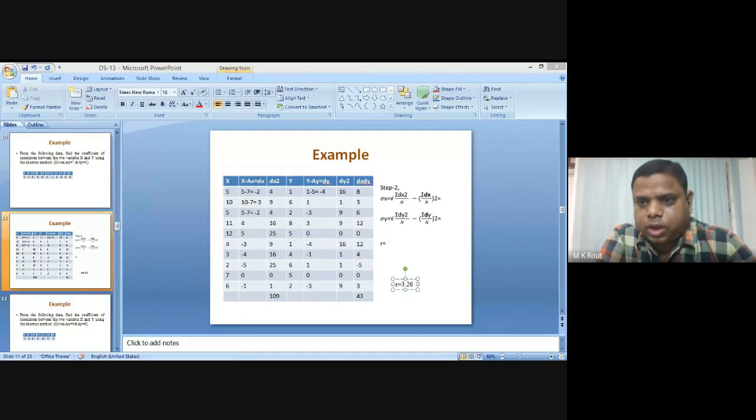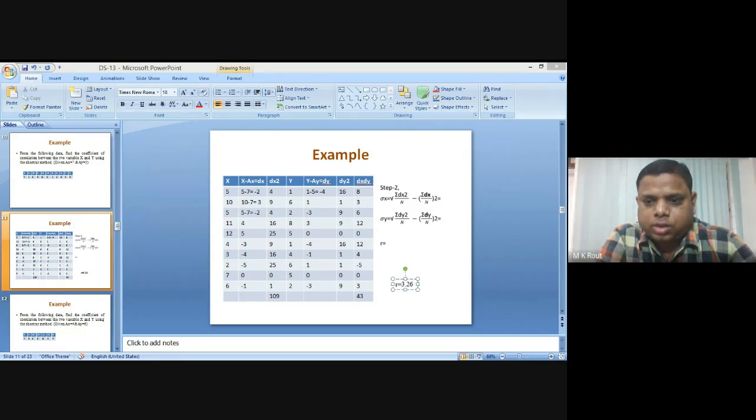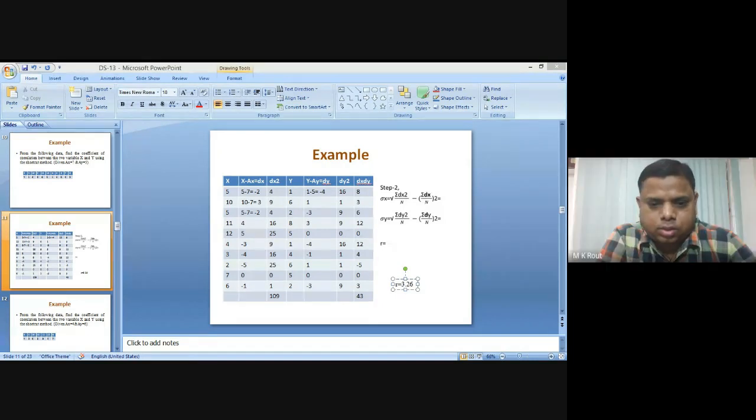Let's check who has already finished. Pooja Malik, what is the value of R here? Priti, you got the concept, na? In case of Karl Pearson. Okay, fine. Sambit, value of R, you are asking. Okay, fine.